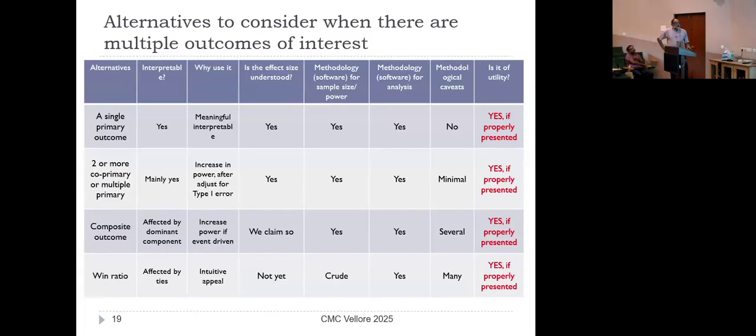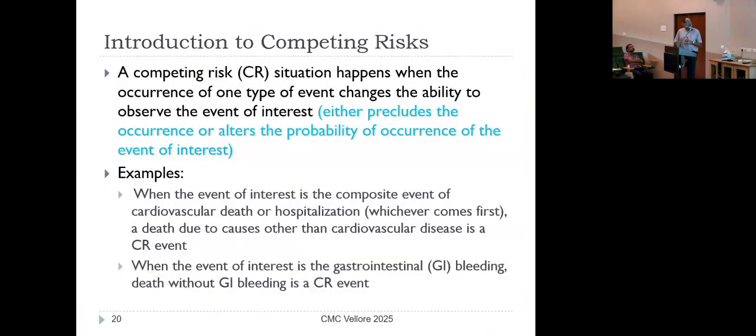Is there software? Yes. This is a little bit crude because it's recently being promoted. Software for analysis? Yes. Methodological caveats? No, this is minimal. There are several, and it's many. But all of these are of some utility. You just have to choose which one you want to do for your study, because if done and properly presented, they're all interpretable. But they need to be, of course, properly presented, like everything else in this.